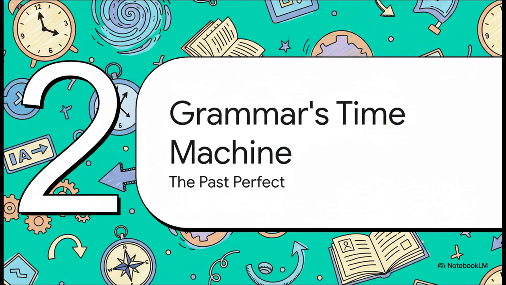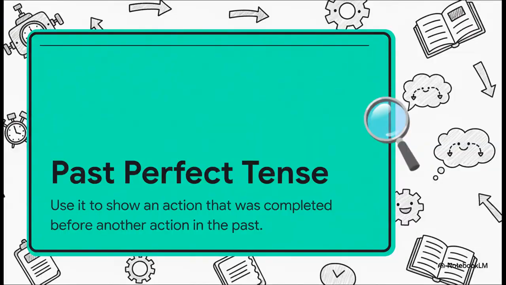The past perfect tense is literally designed to solve this exact problem. It lets us be in a moment in the past and then jump back to talk about something that happened even earlier. So here's the big idea. The past perfect isn't just about the past. It's about showing the relationship between two events in the past. You can think of it as the past before the past.